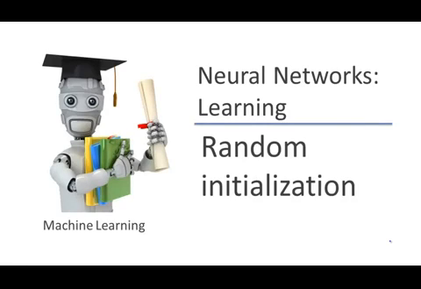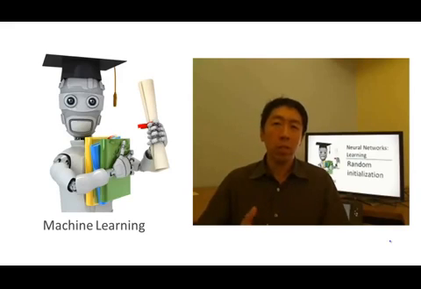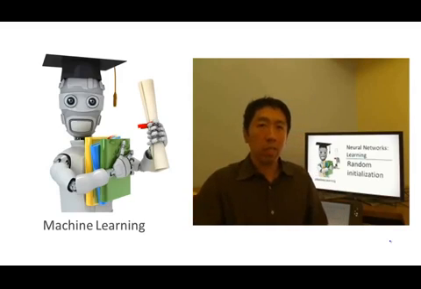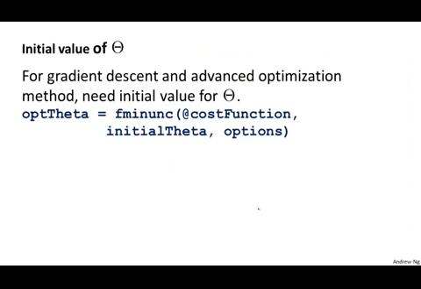In the previous videos, we put together almost all the pieces you need in order to implement and train a neural network. There's just one last idea I need to share with you, which is the idea of random initialization. When you're running an algorithm like gradient descent or also the advanced optimization algorithms, we need to pick some initial value for the parameters theta. So for the advanced optimization algorithm, it assumes that you will posit some initial value for the parameters theta.